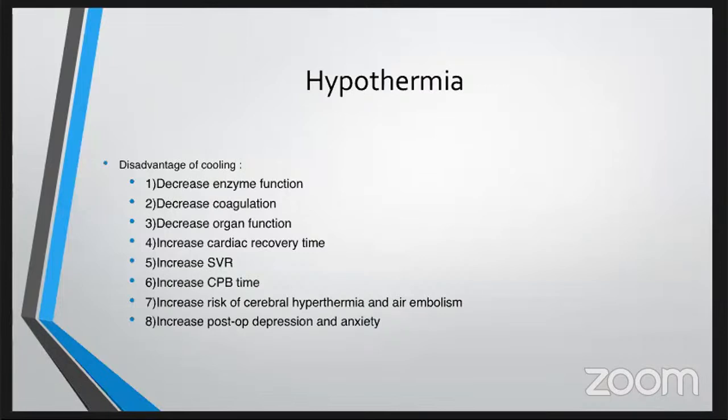Usually the brain temperature might be underestimated by the standard temperature monitoring, which is the nasopharyngeal probe, by 3 to 5 degrees Celsius. So one proposed strategy for reducing cerebral hyperthermia during rewarming is to rewarm to a temperature of 34. This is usually associated with fewer cognitive deficits 1 week and 3 months after CABG in observational studies, compared with rewarming to 37, to avoid this underestimation with nasopharyngeal temperature monitoring.